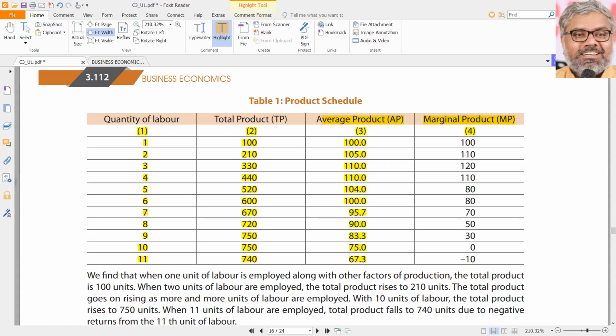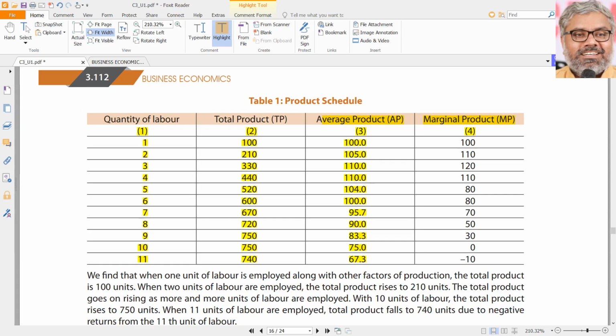So what happened here if you observe average product also? For the first labor anyway it is going to be the same, because 100 divided by 1, or whatever divided by 1, is that output only. But from there onwards, what happened? When a second unit of labor is also employed, average product increased from 100 to 105. Then it further increased to 110, but there it stagnated at 110. Later on, it started declining only. Fourth laborer itself did not have any additional average product. From the fifth laborer onwards, it has been declining: 104, 100, 95, 90, 83. So average product kept on declining afterwards.